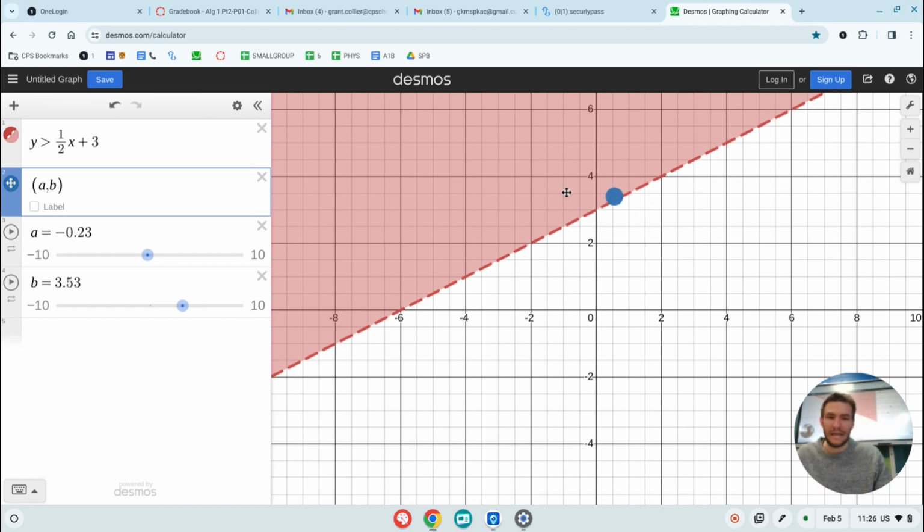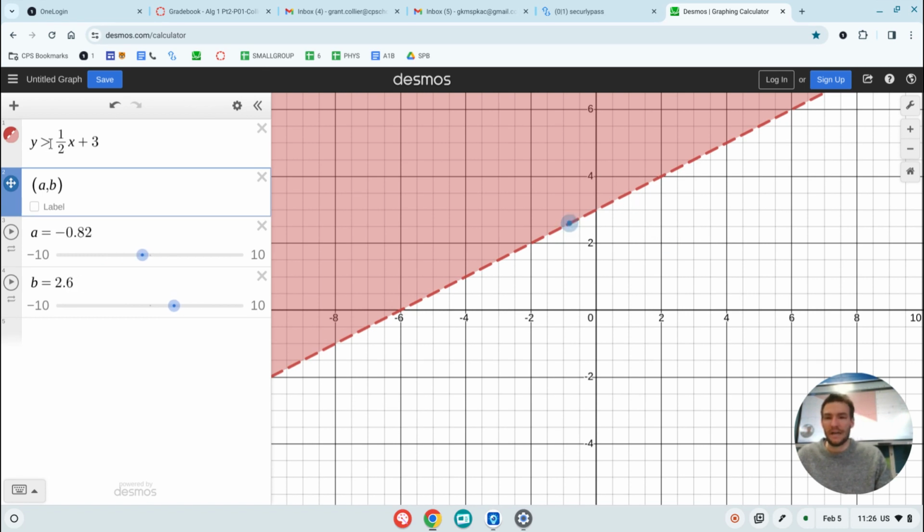So let's do it again. What do you think about this dot? Is that a solution or not? What about this one? What about this one? What about this one? This is not a solution because it's right on the line. Now, we already did this in part A. Solution, not. Solution, not. Right on the line, not a solution.